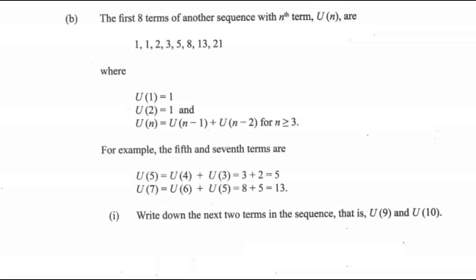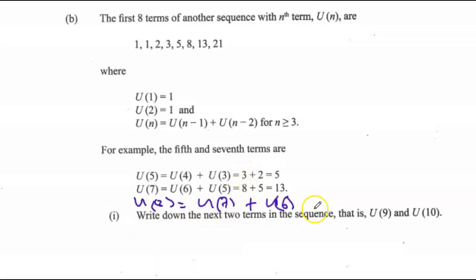The next question: the first 8 terms of another sequence with n-th term are, this seems to be the Fibonacci sequence, 1, 1, 2, 3, 5, 8, 13, 21, and so on. If you notice how we're getting the terms, you add the last 2 terms to get the next term. So to get the 5th term, you add the 4th term and the 3rd term. To get the 7th term, you add the 6th term and the 5th term. To get the 8th term, you add the 7th term and the 6th term, and so on.